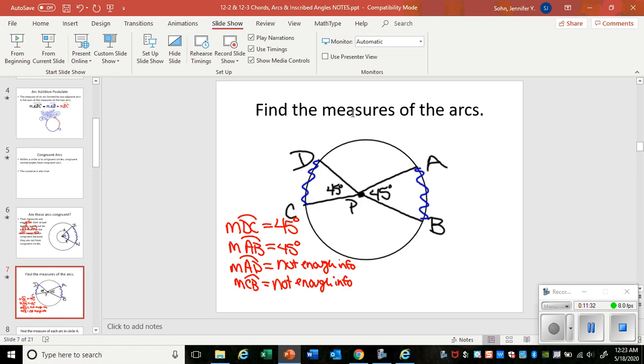So find the measures of the arc. When I say measures of the arc, we're talking about degrees. We're going to use M for measure. This means arc DC, this curve. That means find the degrees inside, which is 45. The measure of arc AB is also 45, because they're vertical angles. Then what is the measure of arc AD? We don't know. That's not enough information. And then what is the measure of arc CD? We don't know. There's not enough information.